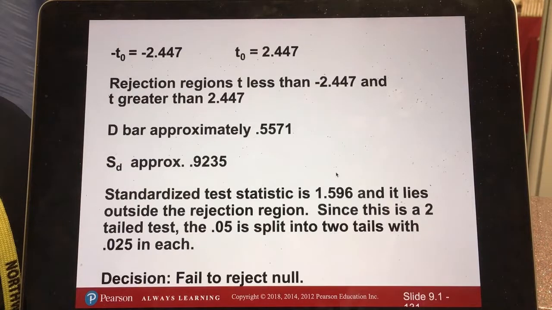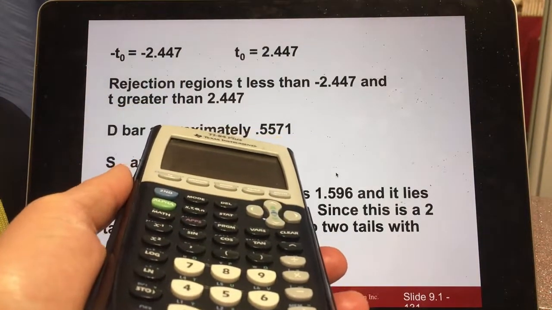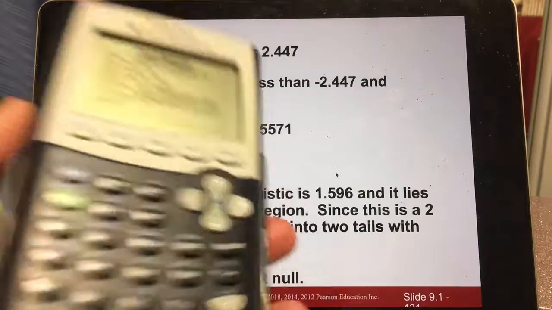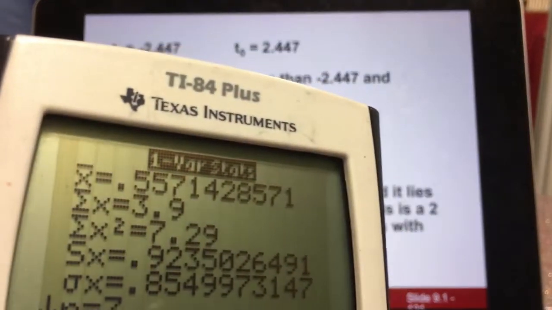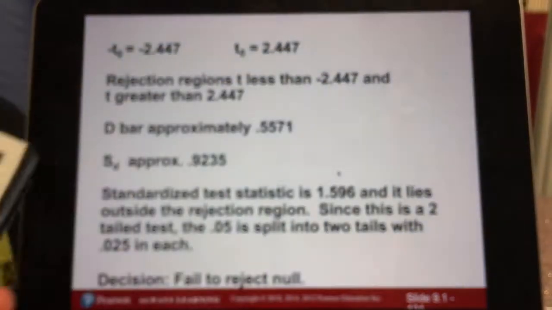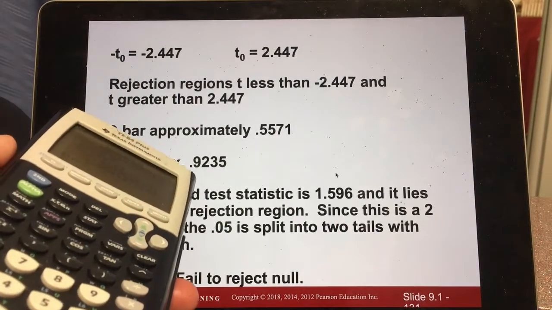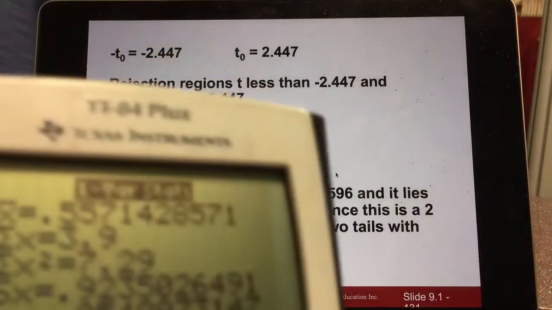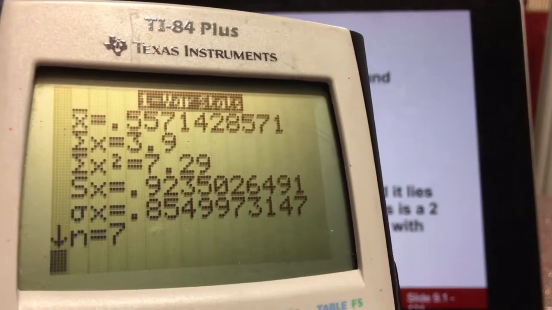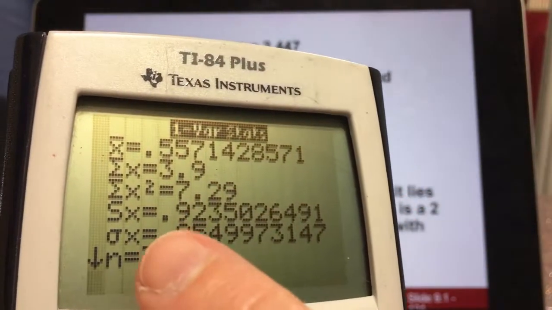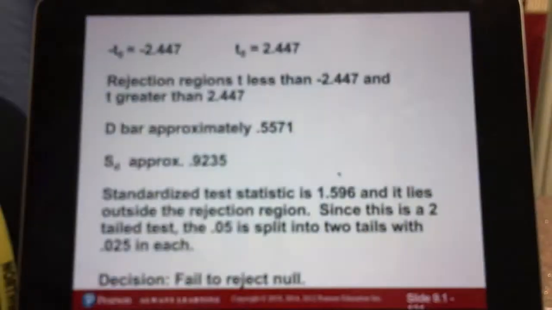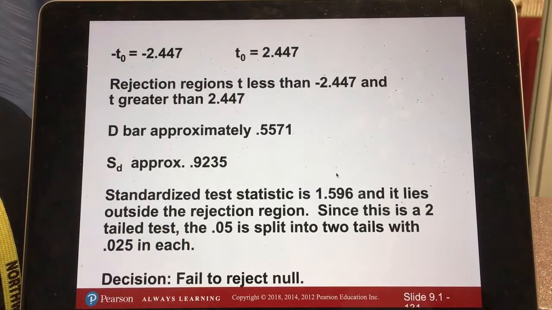So we had our X bar, our D bar, 0.5571 and 0.5571 there. Our standard deviation of the D is 0.9235, and right there it's 0.9235 on that fourth column there. So I got those, and now I'm ready to go ahead and do my t-test.